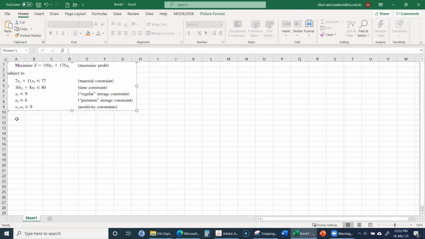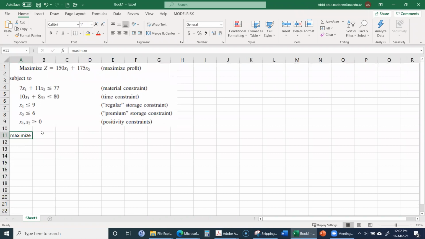So maybe I can set it up over here. Maximize, and I can make it a little bit bigger. Maximize, and then what do I have to maximize? 7 times x1 and x2. So unknowns are x1 and x2. You can set up this problem in a variety of ways. So the coefficients for the maximization are 150 and 175. We have to maximize it. So the maximized value will be this value.